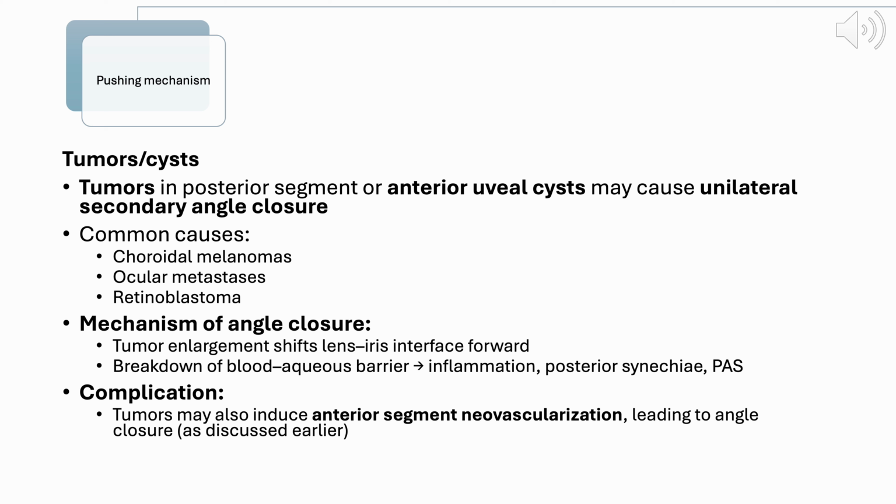The mechanism of closure is twofold. First, as the tumor enlarges, it physically shifts the lens-iris interface forward, narrowing the angle. Second, breakdown of the blood-aqueous barrier can lead to inflammation, posterior and peripheral anterior synechia. As a complication, tumors can also induce anterior segment neovascularization, further contributing to angle closure, which ties back to the pulling mechanism we discussed earlier.